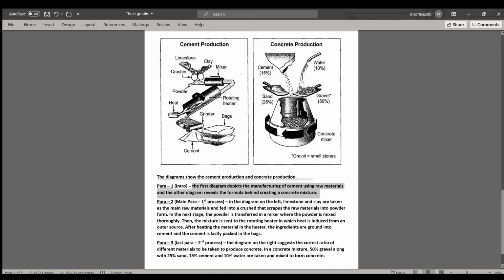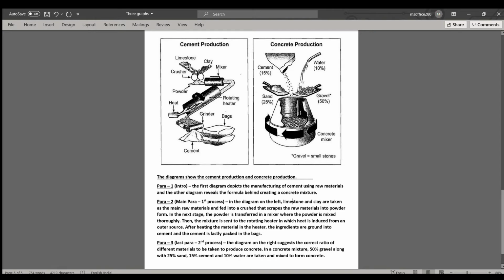Now in the second paragraph, which is also the main paragraph, we will discuss in detail the cement production. In the starting I have written, in the diagram on the left. By using this phrase, I have told the examiner that I am going to explain the cement production. Limestone and clay are taken as the main raw materials.